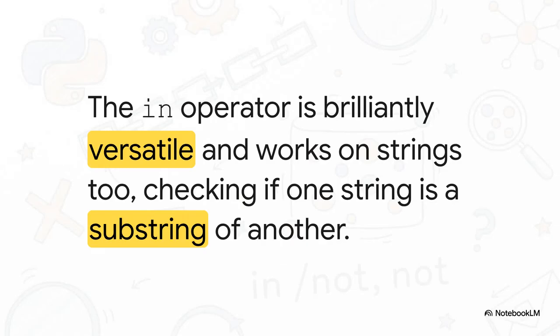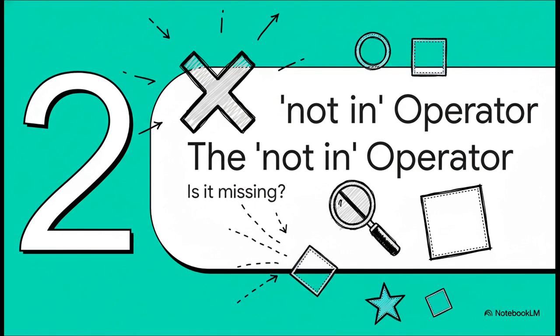And what's really cool is how versatile this is. It's not just for lists. Here, you can see it works on strings too. We can ask if the smaller string world is inside the bigger string hello world. And once again, Python comes back with True. So useful. Okay, so let's flip this around and talk about its partner, not in.